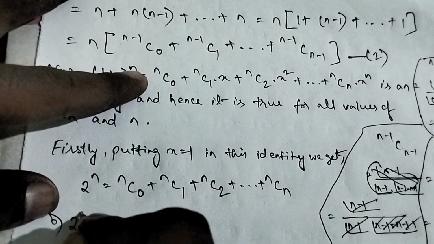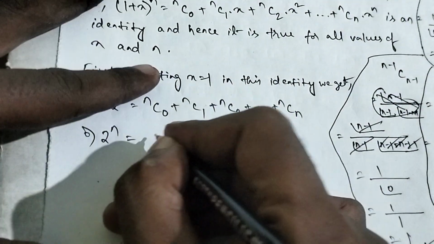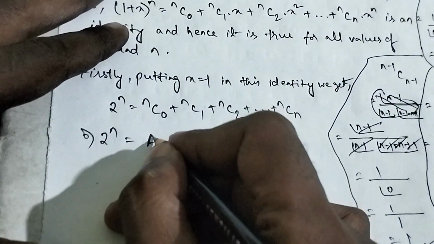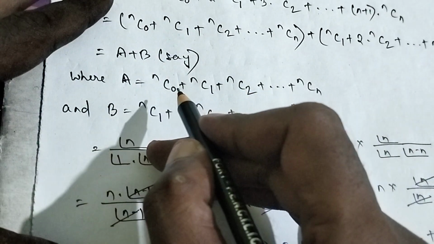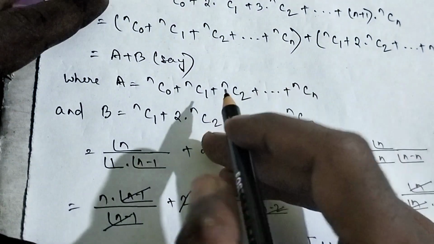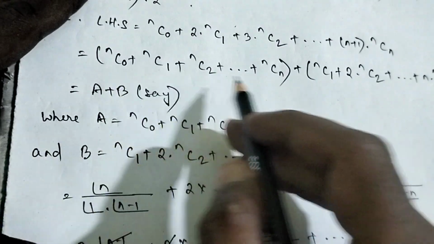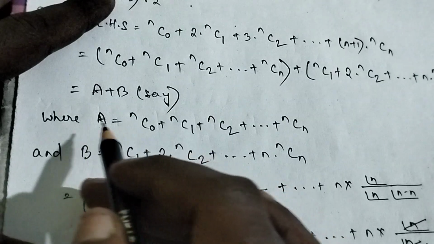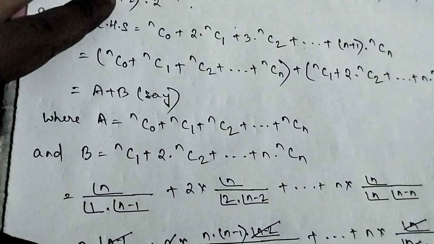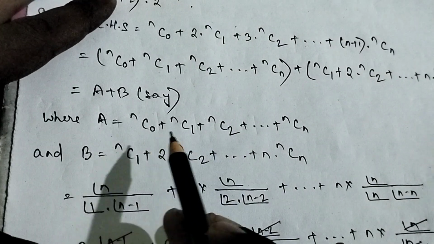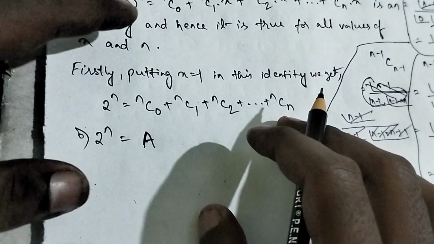So we can write 2 to the power n is equal to A. What was A? Where A is equal to nC0 plus nC1 plus nC2 plus dot dot dot plus nCn. Here we did find A earlier only. So 2 to the power n is equal to A.